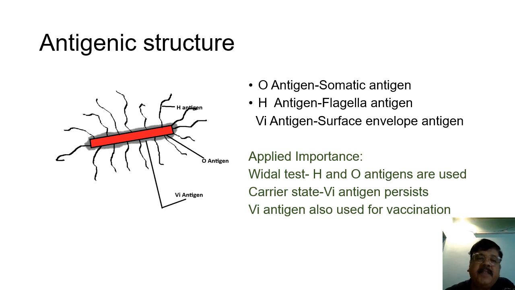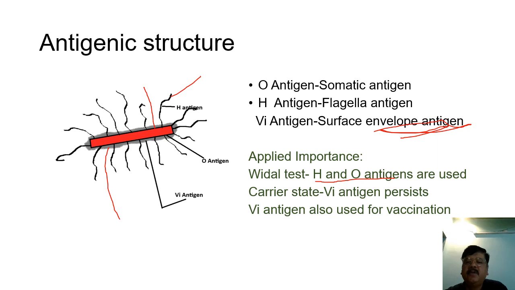Antigenic structure: you can see the O antigen, that is the cell wall antigen, then the H antigen, the flagellar antigen, and just outside the cell wall you can see the capsular antigen. This is called the Vi antigen or surface envelope antigen. So what is the applied importance of this? H and O antigens are used for the Widal test. These are the antigens we are testing.